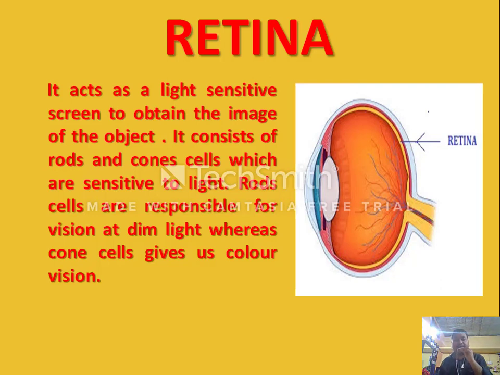Now, the next component of the eye is the retina. It acts like a light-sensitive screen to obtain the image of the object. It consists of rod and cone cells which are sensitive to light. These are photoreceptors. The whole retina is made up of photoreceptors, known as rod and cone cells.